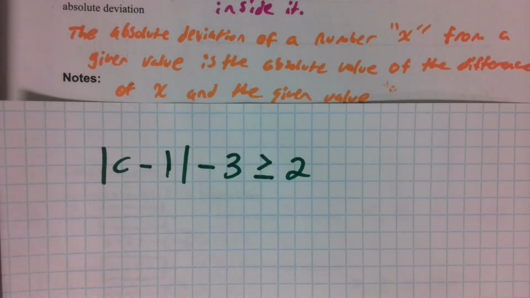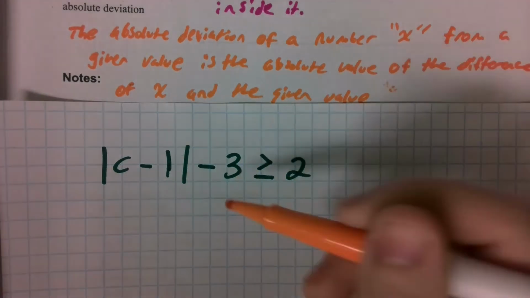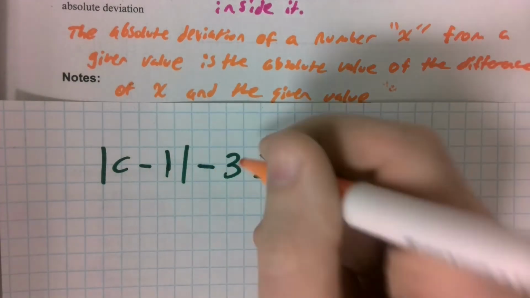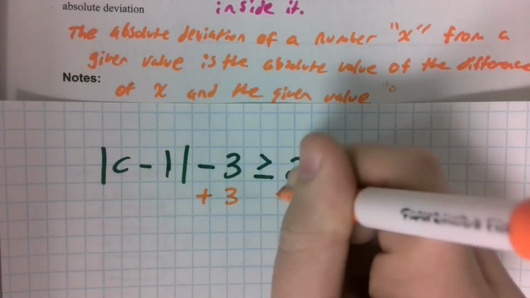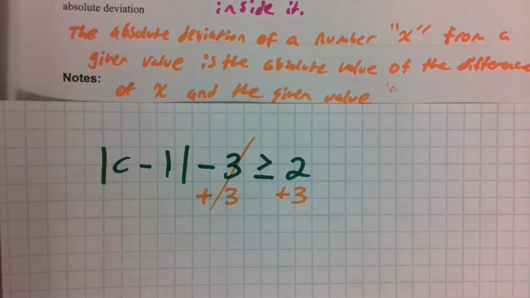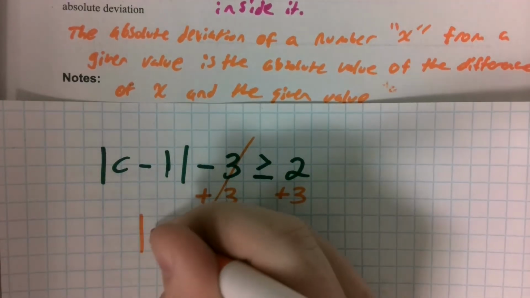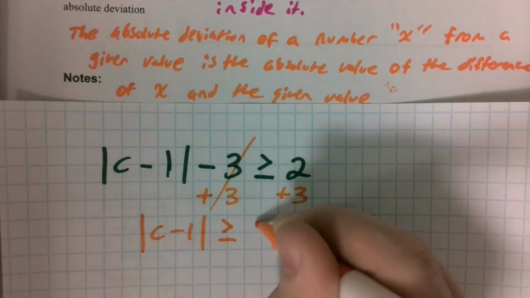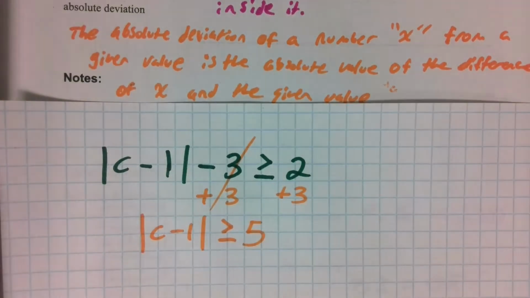Well, that's no worry for us, though, because we know that we can get rid of this minus 3. How do we get rid of minus 3 from this left side? By adding 3 to both sides. This will give us the absolute value of c minus 1 is greater than or equal to 5.